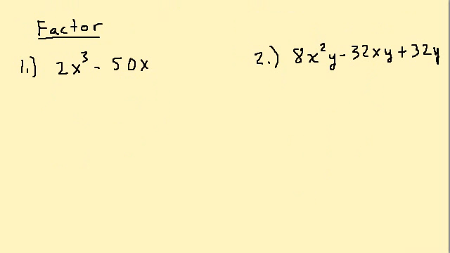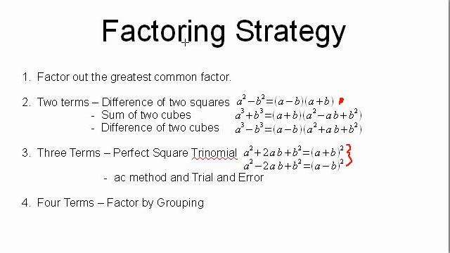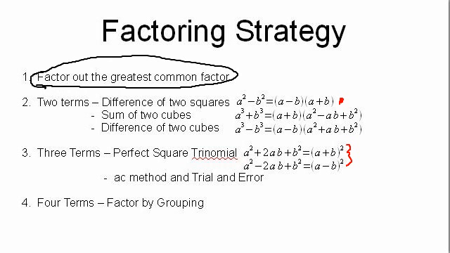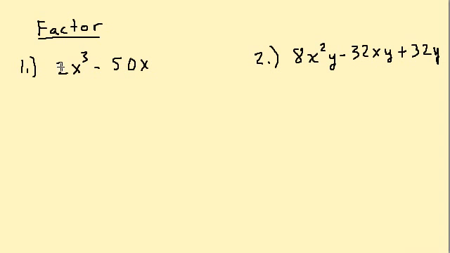Alright, let's take a look at 2 more problems. These will be the last 2. Now, I want to factor these. I want to factor 2x cubed minus 50x. Now, remember, from our factoring strategy, we always want to see if we can factor out the greatest common factor first. Okay, so I look and I notice 2x cubed and 50x has a greatest common factor of 2x.